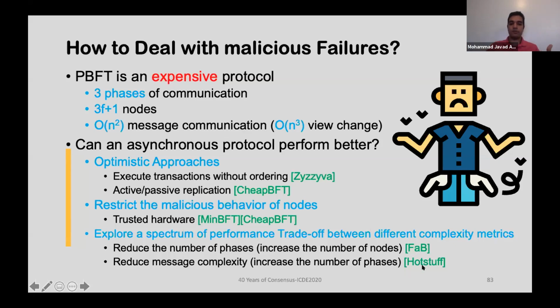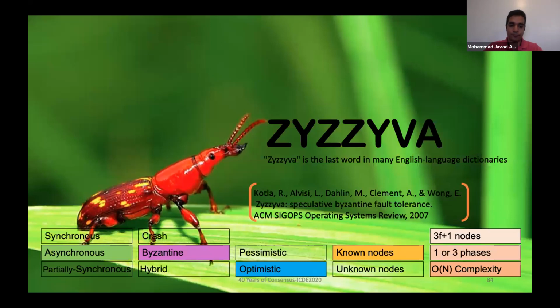So I'm going to go through a couple of these protocols and show how we can deal with malicious failure in a cheaper way. Zyzzyva is the first one.